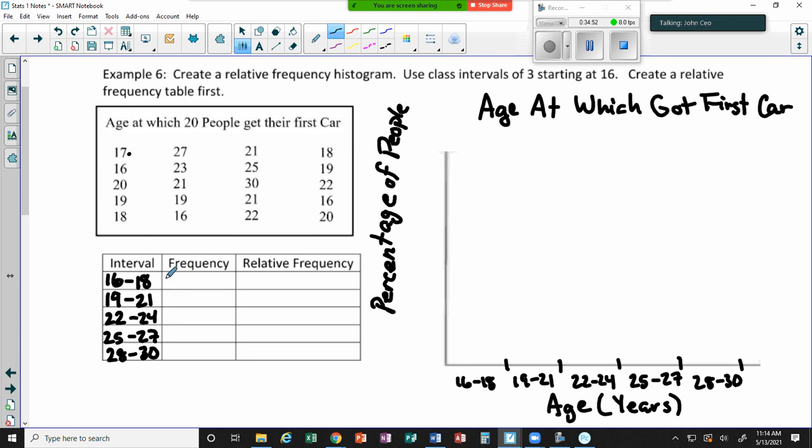So 17. So put 1 there. 27, 21, 18, 16, 23, 25, 19, 20, 21, 30, 22, 19, 19, 21, 16, 18, 16, 22.